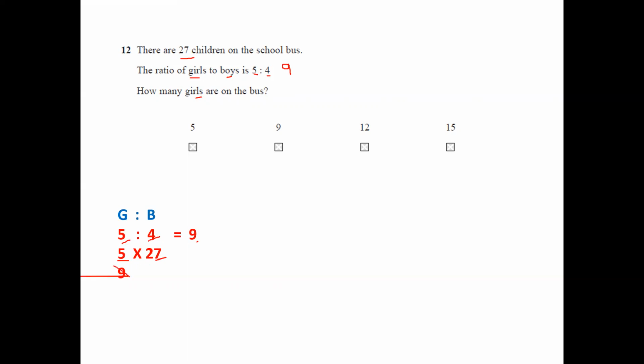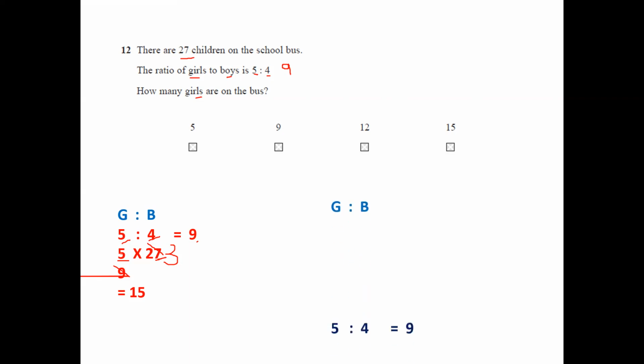So you can divide 27 by 9. For 27, there are 3 nines. 3 times 5 is 15. So the answer is 15. I want to tell you these ratio questions, you can get the answer in many ways. So in this video, I'm going to show you 2 ways to get the same answer. So this is the first way. And the second way is this.